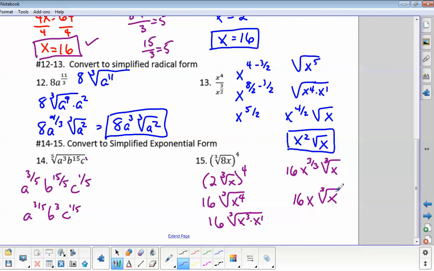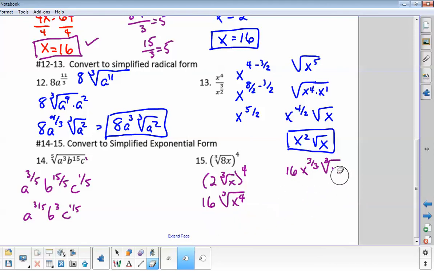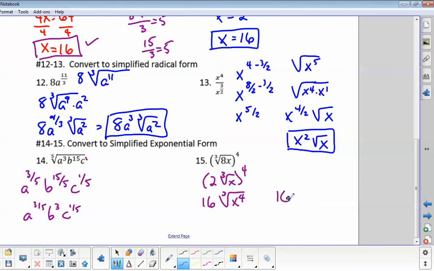Let's see. But I was supposed to convert this to simplified exponential form, so I think, even though I did a great job simplifying my radical, that's actually not helping me right here. I want to go back to this step here, and I want to change this to my radical exponent. So it's power over root, 4 over 3. So my final answer should actually be 16x to the 4 over 3. Alright, so that's where this video stops, and you're going to start up on the next video.